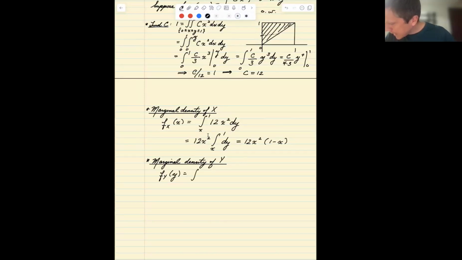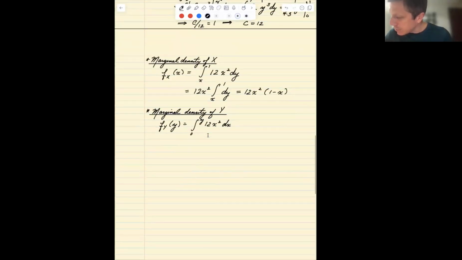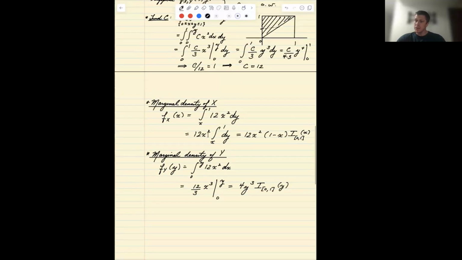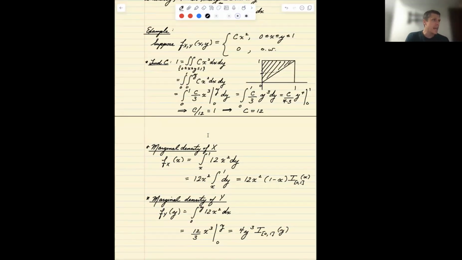Marginal density of y. For a fixed value of y, we know that x can go from anywhere 0 up to y. It can't exceed y. 12x squared dx. So this is now an integral of 12x squared with respect to x. So that's going to be 12 over 3 x cubed from 0 to y, 4y cubed. So these are the densities, and we should add an indicator in to indicate clearly that these are only non-zero inside the unit interval. Otherwise, they are 0.